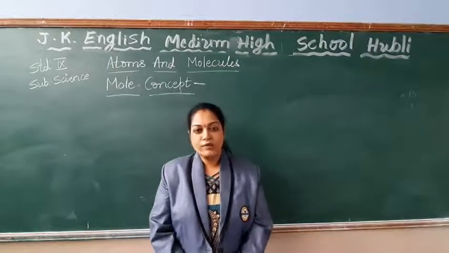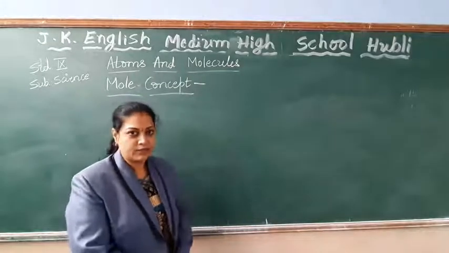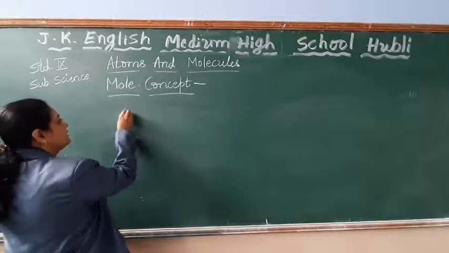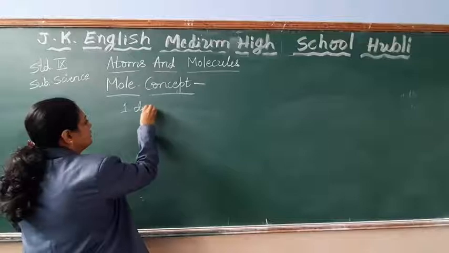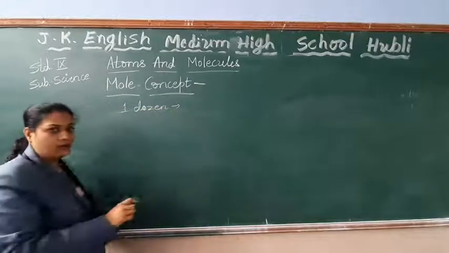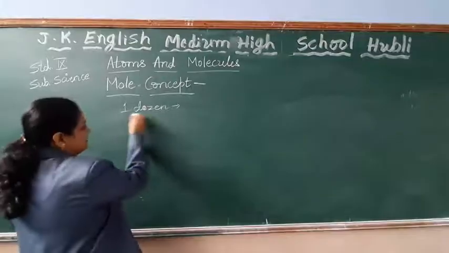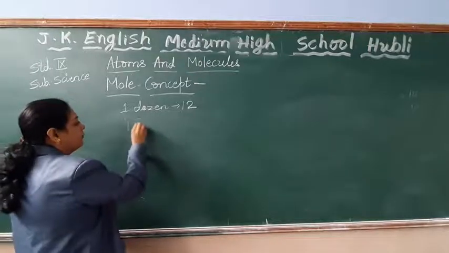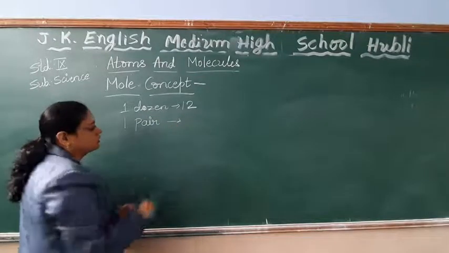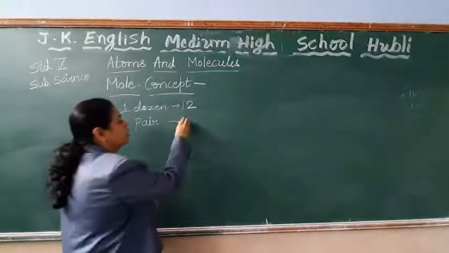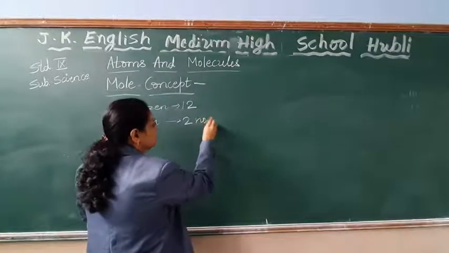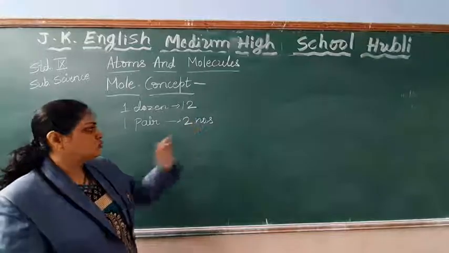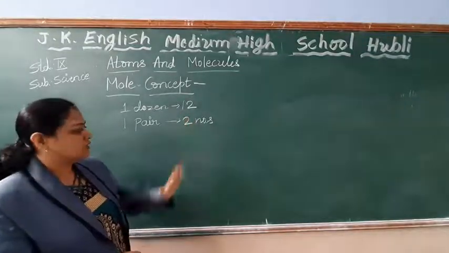Before we start with the topic, let me give you an example, students. Your mother tells you to bring 1 dozen bananas. 1 dozen means 12 bananas. If I tell you 1 pair, it is nothing but 2 in number. 1 pair of slippers means 2 slippers, right? So these are all fixed units.